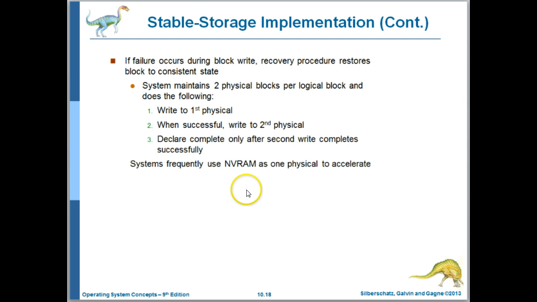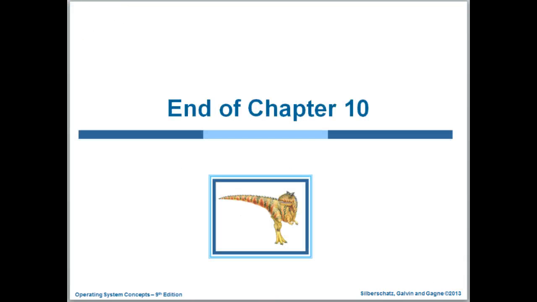It's not uncommon for disk storage subsystems to use non-volatile RAM as a cache within the storage subsystem and also to help implement stable storage. All right, so that finishes chapter 10.